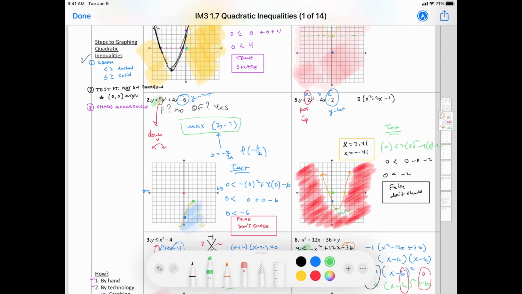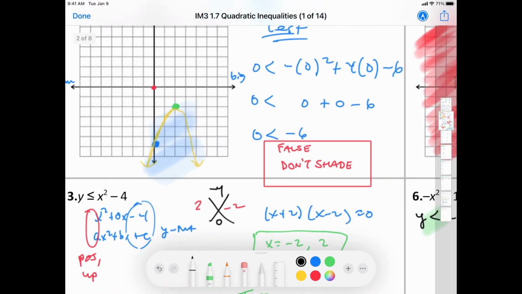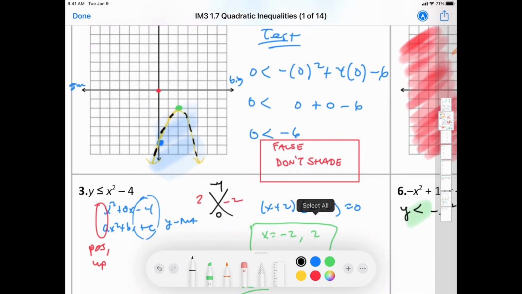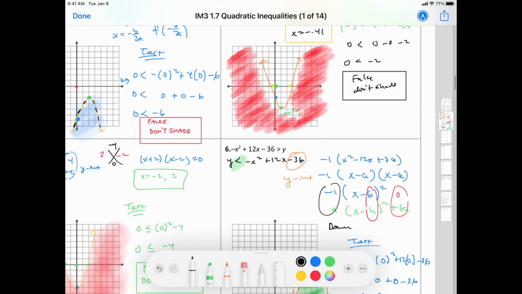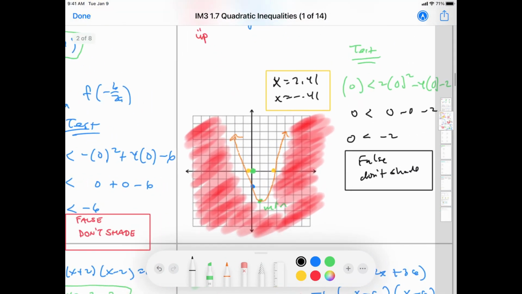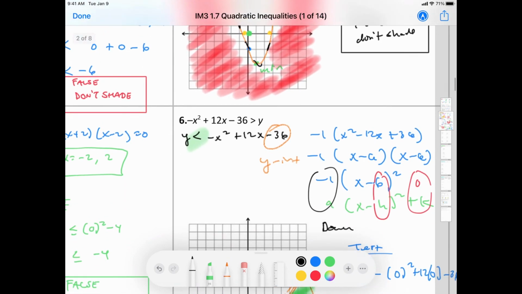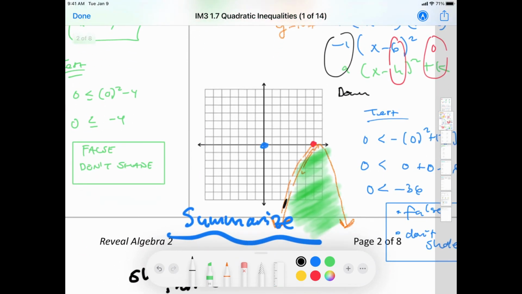As in question number 2, these should be dashed. And what that means is anything on the ordered pair, anything on the graph itself, the line there is not a solution. Not a solution. And then for number 5, same thing, should be dashed. And number 6 should also be dashed.